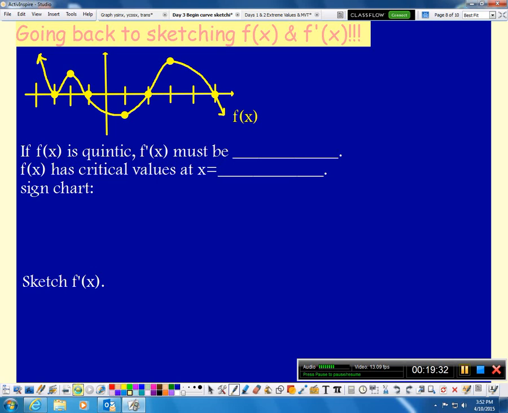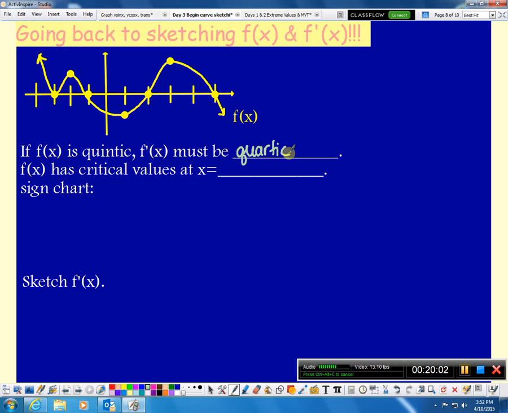So if f of x is quintic, its derivative must be, answer out loud, shout at the board. Yes, I heard you all the way at the math contest. It's quartic. f of x has critical values at, okay, again, wherever f prime of x does not exist, or wherever f prime of x is equal to 0.